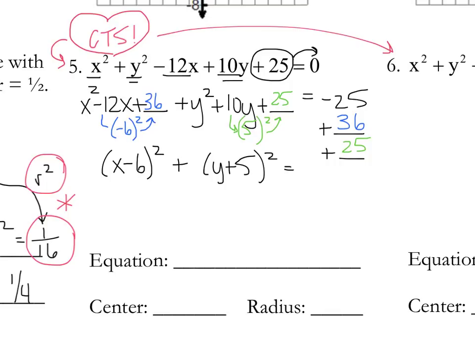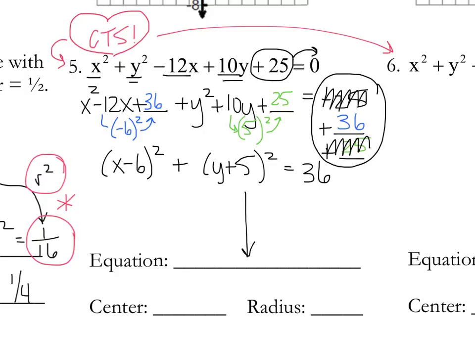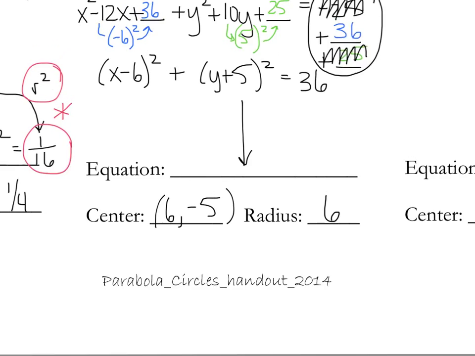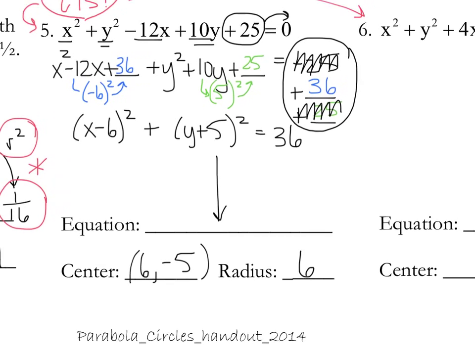And then what I have to do over here is combine my like terms. This is pretty easy to combine because the negative 25 and the positive 25 cancel out, and I'm just left with 36. That goes right there. Center, 6, comma, negative 5. Radius, square root of 36. Don't go left and right and up and down 36. It's square root of 36, which is 6. This ended up being a really nice, pretty, even question. I don't even have to graph that one. Last one.